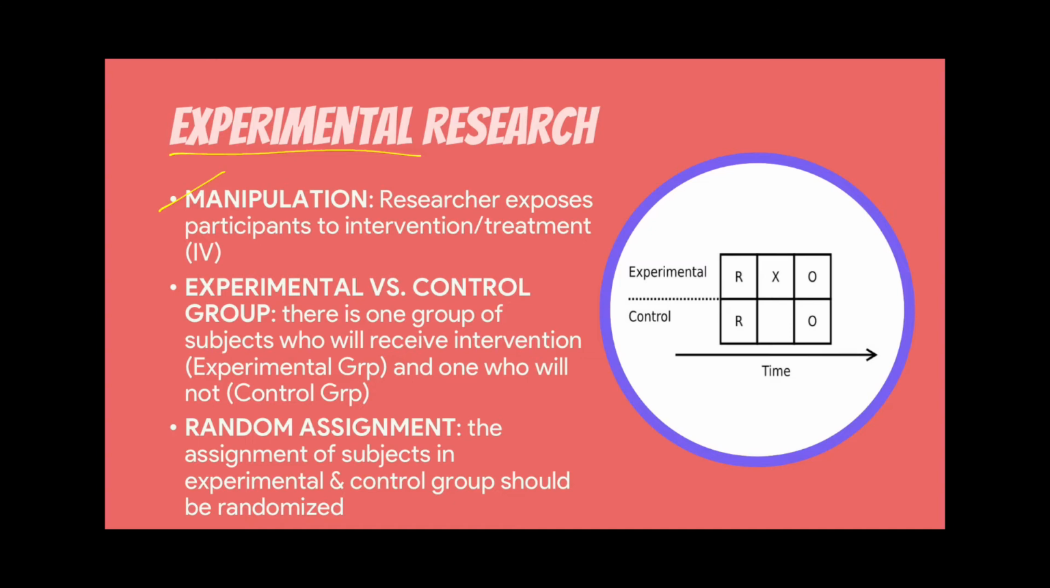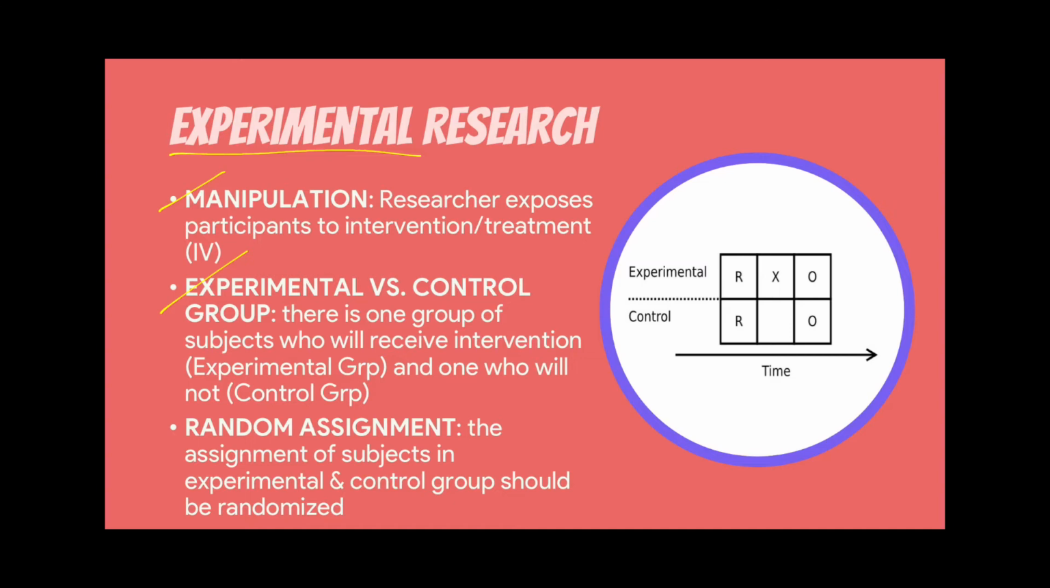The second element is that there should be an experimental and control group. In short, in an experimental study, ideally, there should be two groups that we are testing: the experimental group and the control group. The experimental group receives the experimental or intervention condition in the study, and the control group does not receive the intervention in the study.